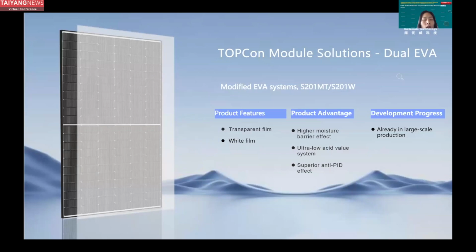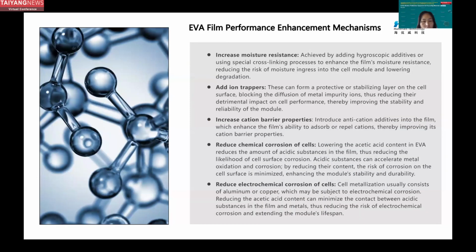Double EVA film: HIUV actually laid out such a technology 2 years ago. It has 3 advantages. First is water resistance. The second is low acid. And the third is the anti-PID effect. This is the EVA film performance enhancement mechanism. To summarize, there are 5 main points. First is to increase its moisture resistance. Second is to increase the ion trapping agent. Third is to increase the cation barrier. Fourth and fifth are very similar. They are through the low acid treatment to reduce the chemical corrosion and the electrochemical corrosion of the cell surface.